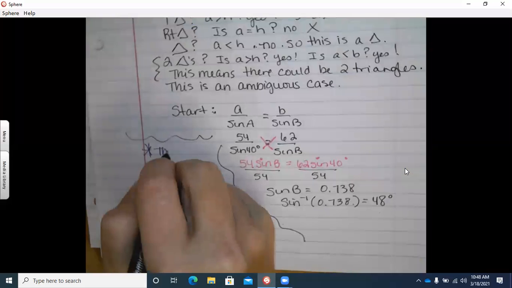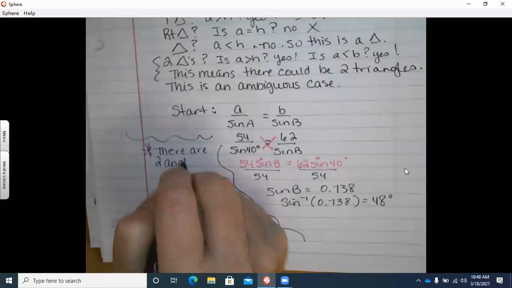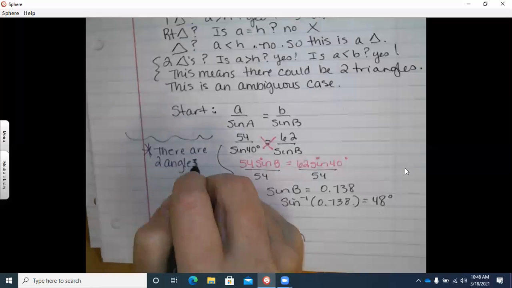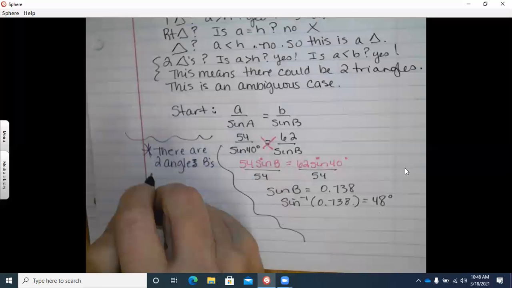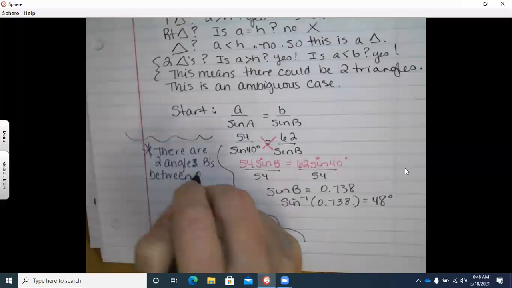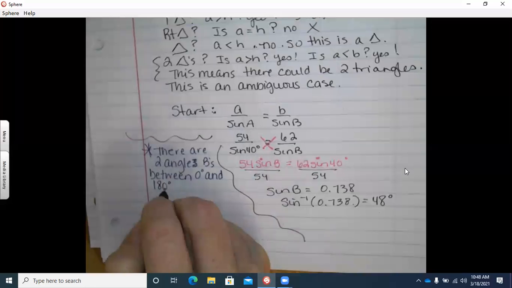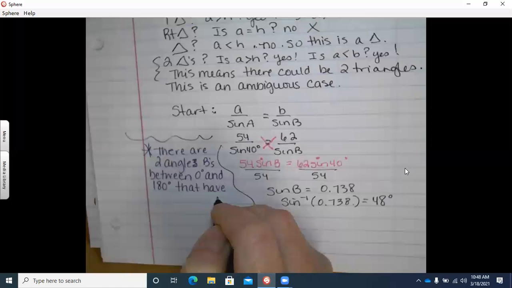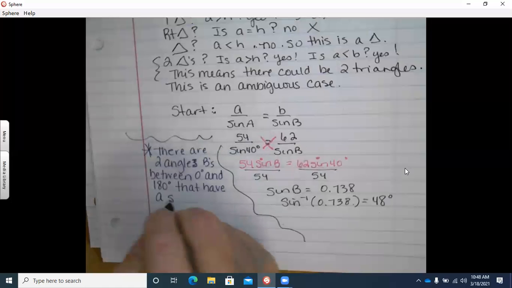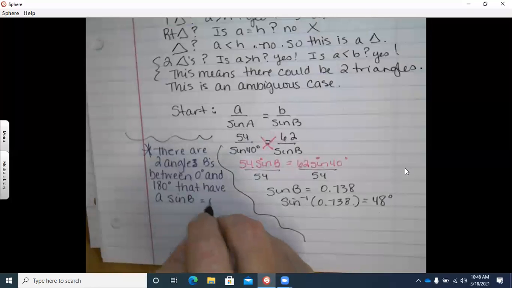There are two angle B's between 0 degrees and 180 degrees that have a sine of B equal to 0.738.